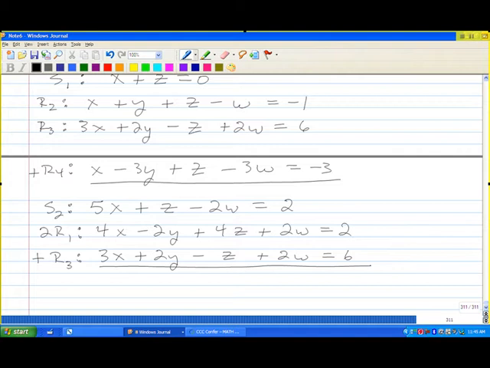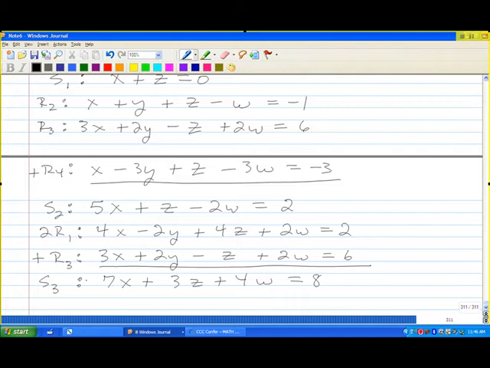Let's add these. Let me just check to be sure I wrote everything correctly. So that's 4x minus 2y plus 4z plus 2w equals 2. Correct. Okay, and so let's add these together. And so I get 7x, the y's cancel, plus 3z plus 4w equals 8. So let's call that S3.